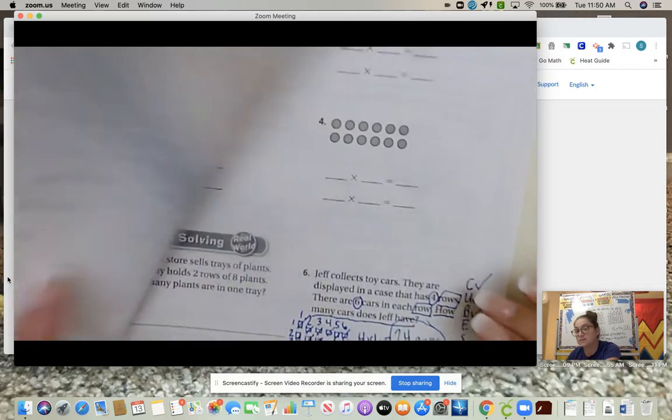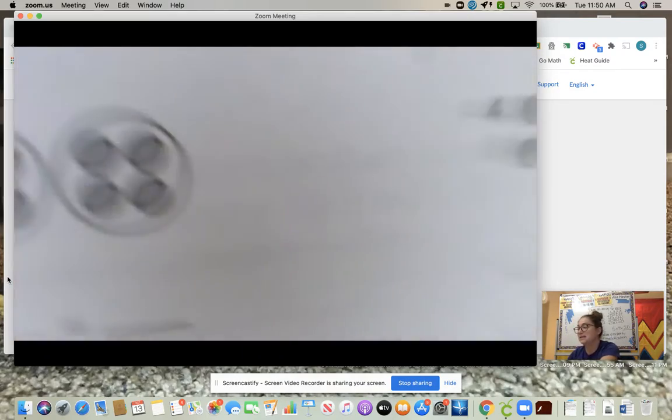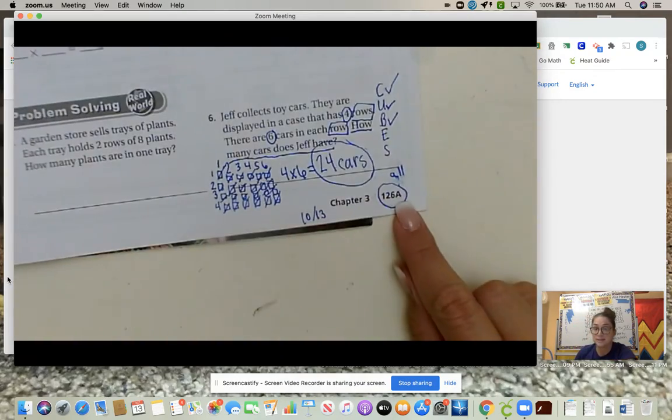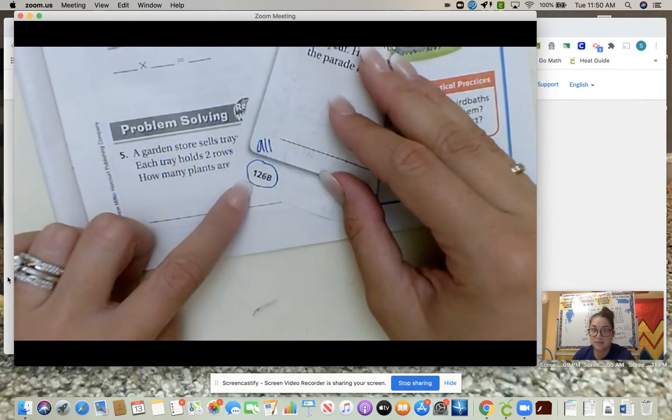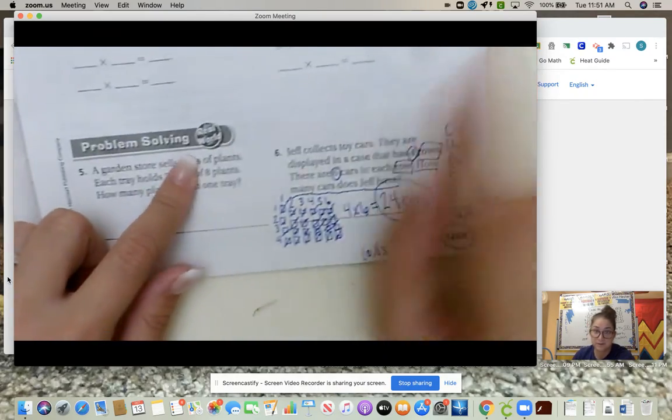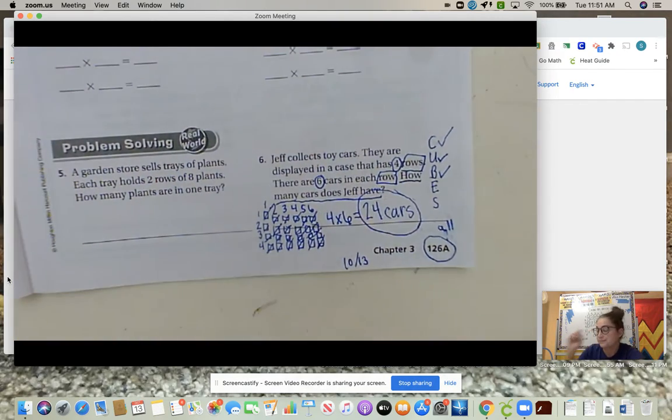Next is homework. So turn to 126A. You're going to do all. Then you're going to do 126B all for homework. But number 6, we're going to do together.